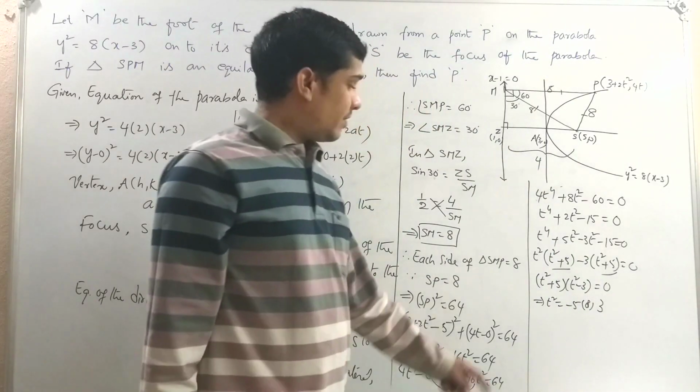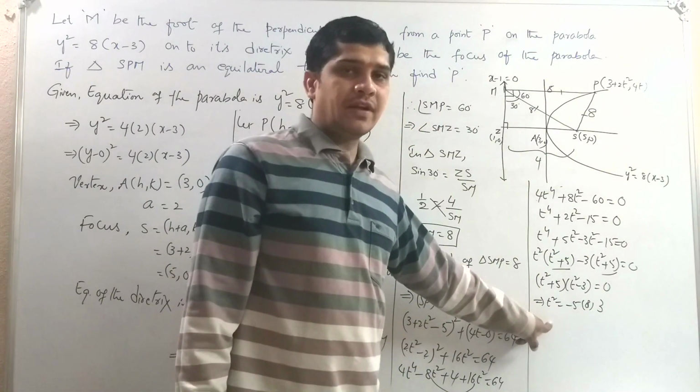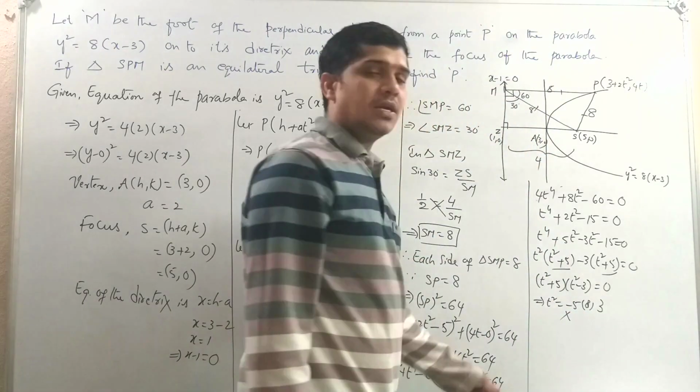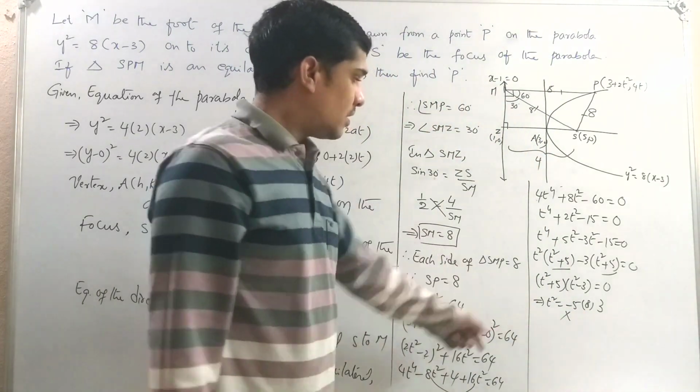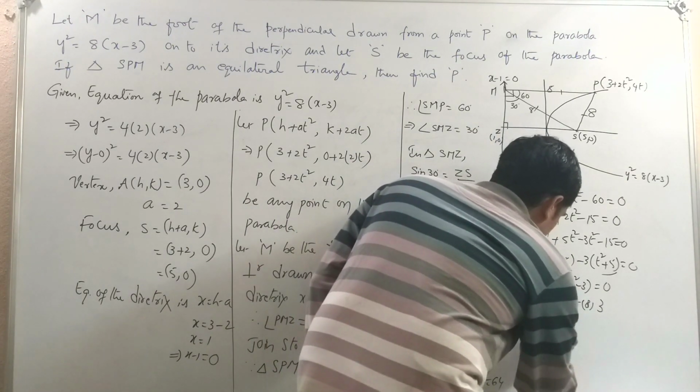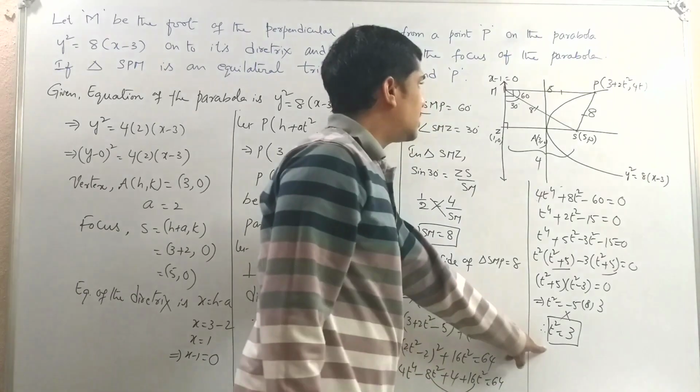But we know that t square value cannot be negative. A perfect square cannot be negative here. Otherwise you get an imaginary value. So t square is equal to minus 5 is not admissible. Then let me take t square is equal to 3.